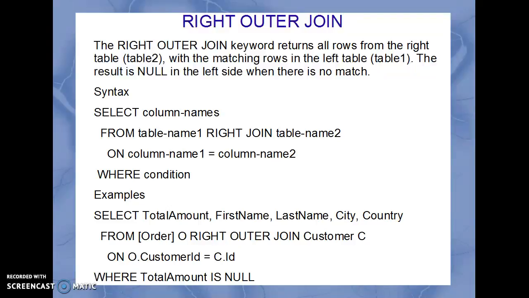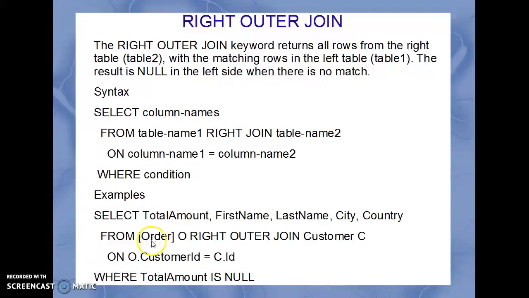Let's see the syntax. Select the column names of a particular table, then right outer join, or right join, the second table on this particular condition, if it is satisfied. Based on the condition, the first table's column name is equal to the second table's column name, or the condition could be less than, greater than, or something else.